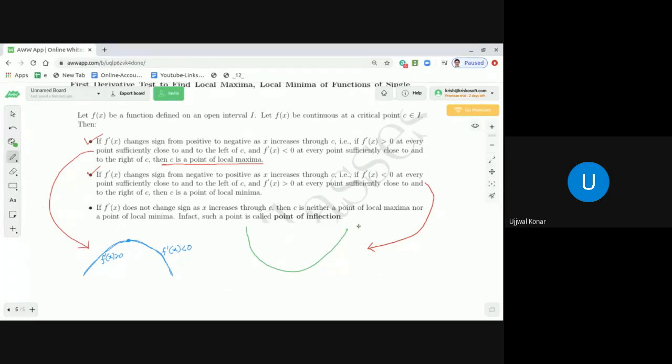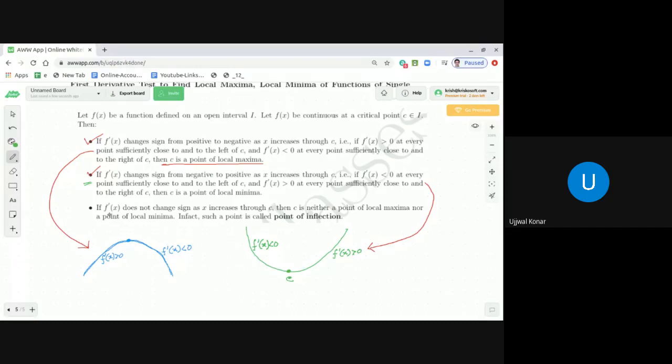So this is the function f(x), and here is the point C. Now let me revisit the statement that if f'(x) changes its sign from negative to positive as x increases through C, so this is C. Here f'(x) is less than 0 at every point sufficiently close to C and to the left of C, and f'(x) is greater than 0 at every point sufficiently close to and to the right of C. Then C is a point of local minima.